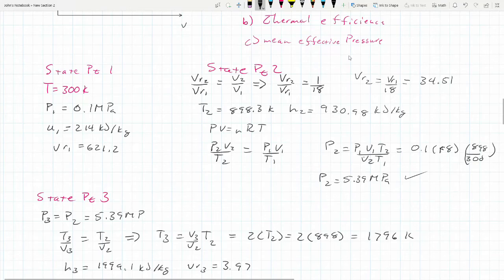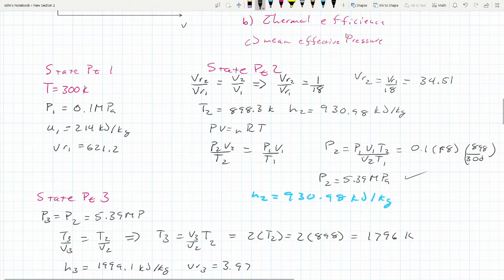Oh, I never wrote down these values for state point 2. Where is that? Okay, H2 is equal to 930.98 kilojoules per kilogram. Now, you might be wondering, well, John, why are you writing the internal energies?